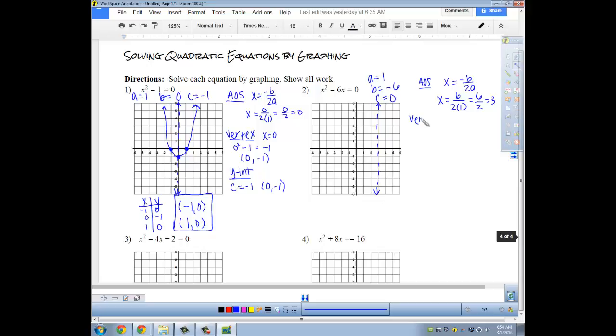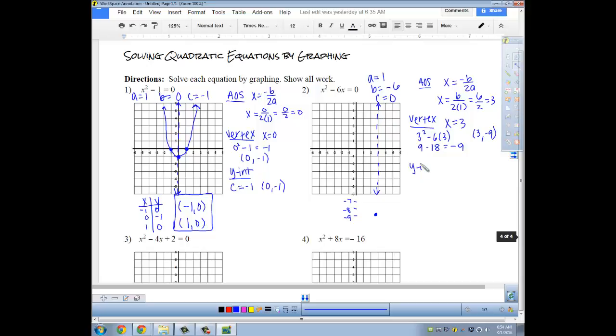To find your vertex, take whatever you got for your x just now, which was 3, plug it in. So 3 squared minus 6 times 3. 3 squared is 9. 6 times 3 is 18. 9 minus 18 is negative 9. So this is where it goes off the graph a little bit. So here's negative 6. So negative 7, negative 8, negative 9. So my vertex is at 3, negative 9. So 3, negative 9 is about right there. So I'm sorry that I made a bad graph.